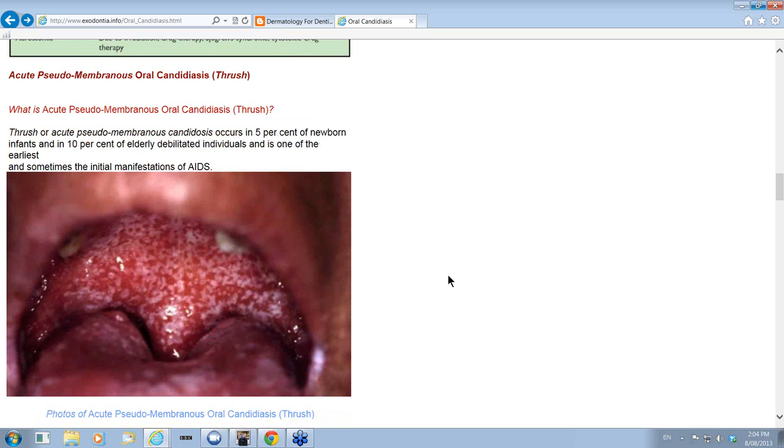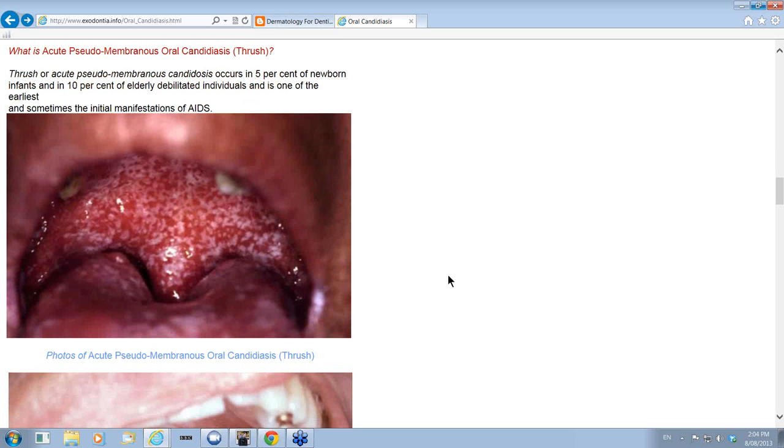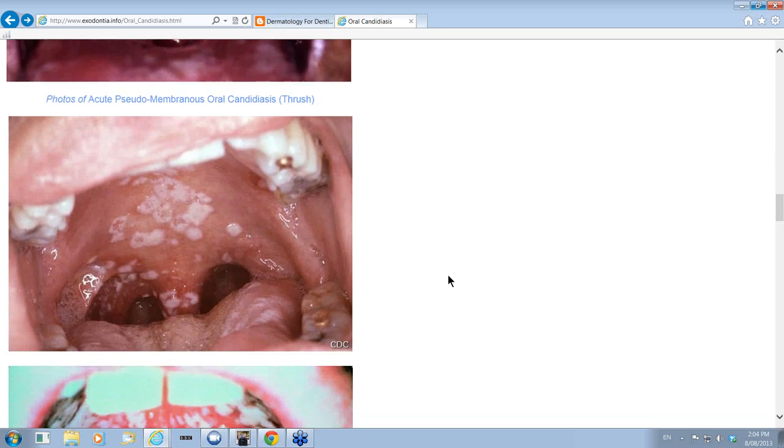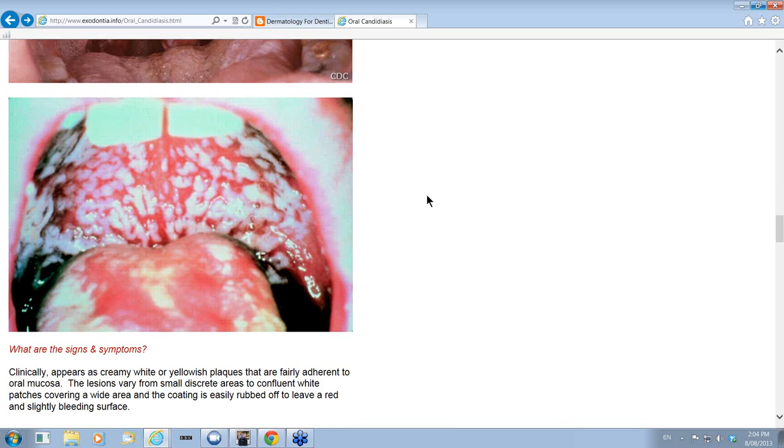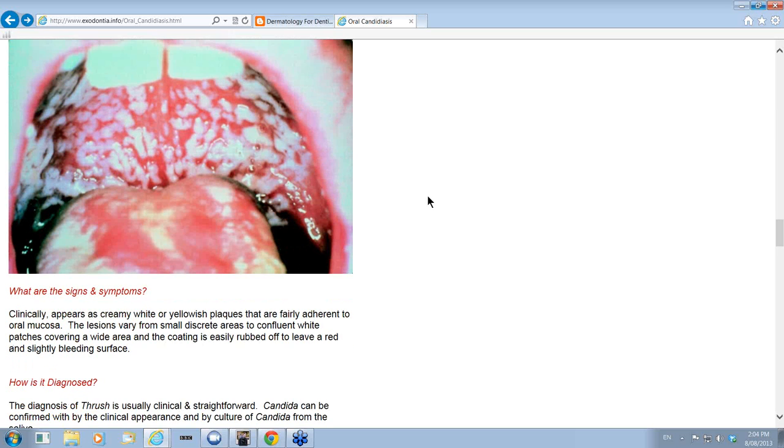So some other nice pictures here that you should take a chance to have a look at. There's your more typical membranous Candida. You'll see another gross sign of it there.